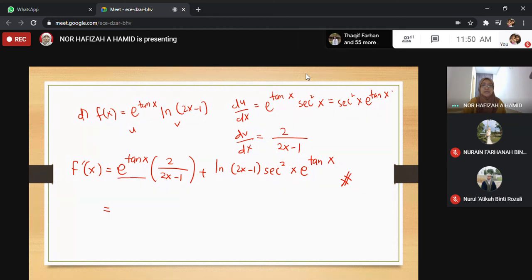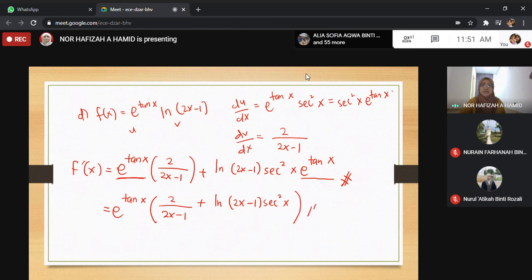Macam tadi. So ni kalau E tangent x, so di side pun you ada E tangent x. So you boleh factorkan yang E tangent x. So kalau you nak factorkan E tangent x, so you akan dapat 2 over 2x minus 1, so plus with ln 2x minus 1 dengan secant square x. Okay, so ini pun boleh. Okay, so ini for example 37. Okay, so far ada soalan tak?